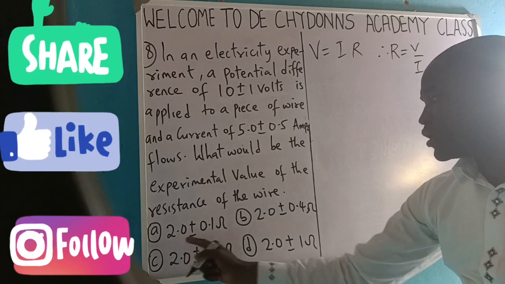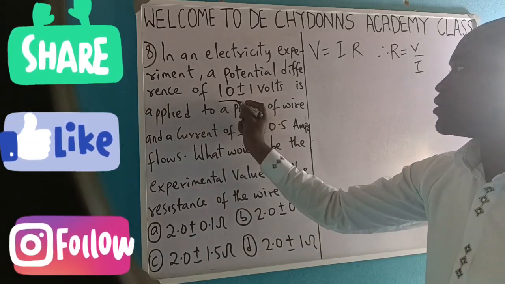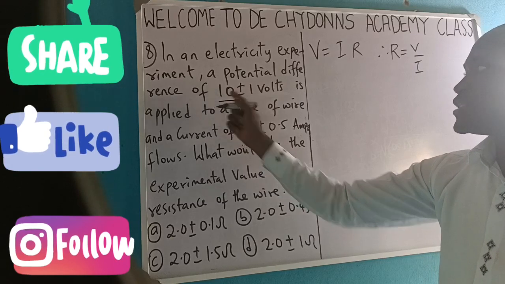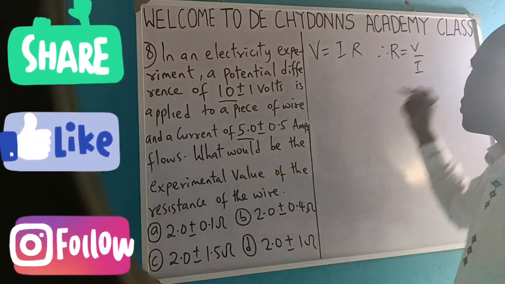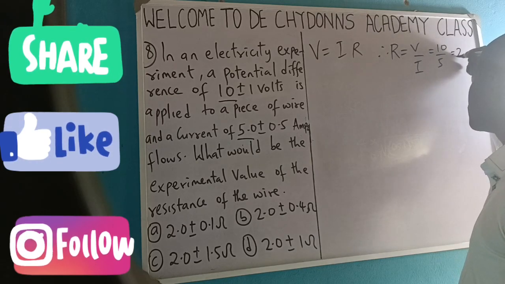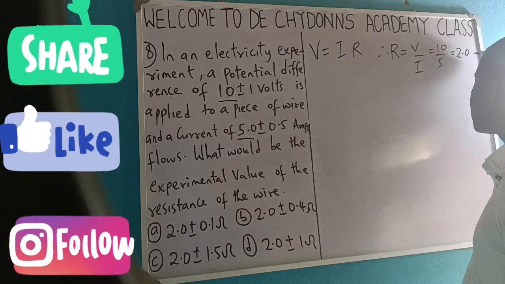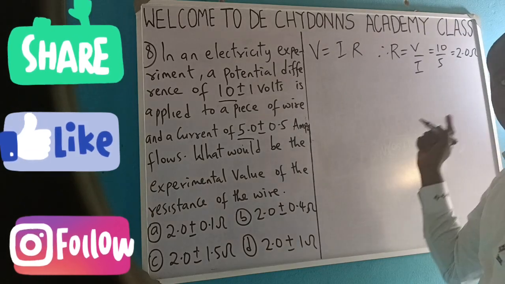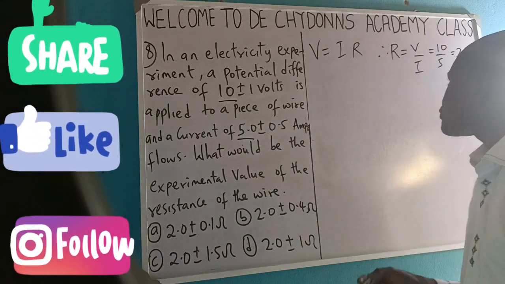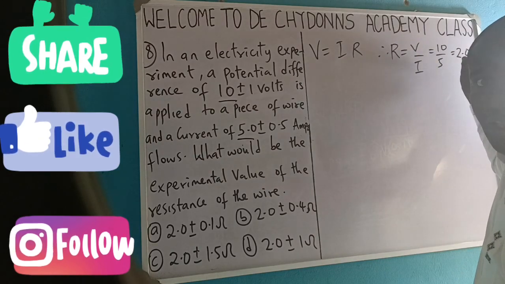Now the options are in one decimal place. What is the V? Look at the V given to you, the potential difference, and look at the I. We will be saying 10 over 5 equals 2.0 ohms. Can you see? Now, we have gotten the effective resistance of the resistors.